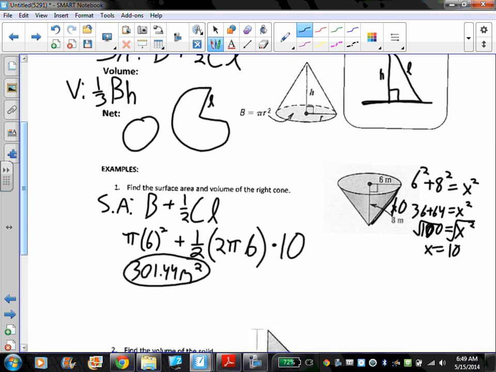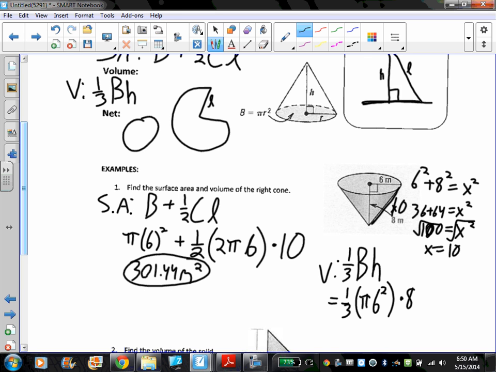Volume, at this point, is going to be not too bad for us. Remember, it's 1/3 area of the base times the actual height of the cone. So we're going to have 1/3 times pi times 6 squared times the height, which is 8. For 1/3, you could enter it a number of ways. I would recommend just doing 1 divided by 3 and hitting enter on your calculator, and then multiplying the rest. So that gives you 0.3 repeating, times 3.14, times 36, times 8.